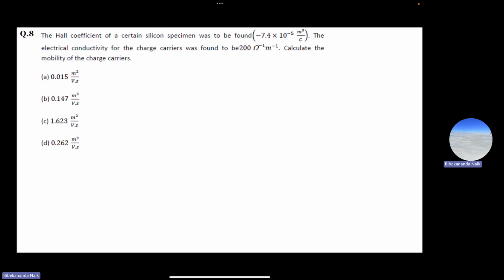So here again Hall coefficient is given. Since the Hall coefficient is negative, we know it is an N-type semiconductor. So RH will be minus 1 by Ne. From this relation we can easily find out the concentration of electrons or the donor atoms.